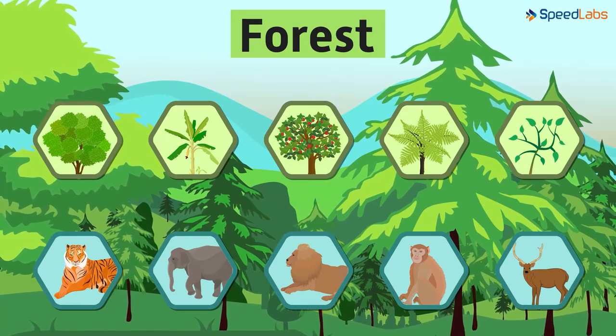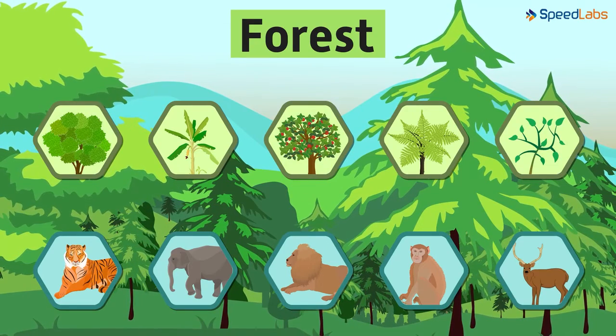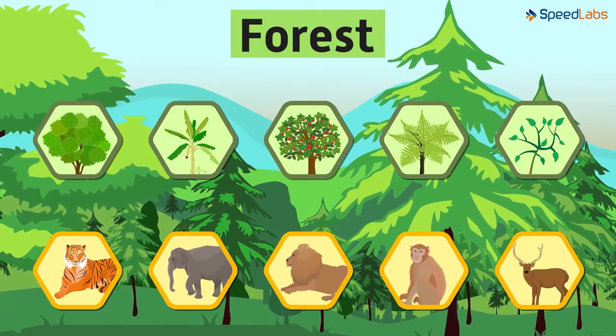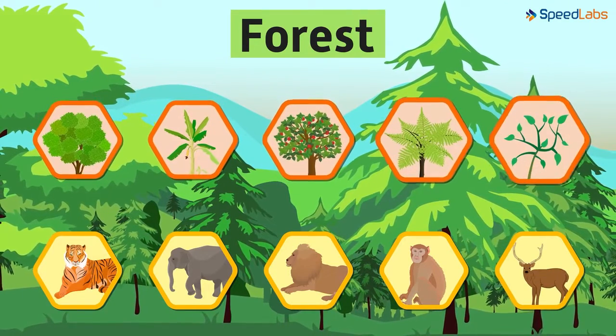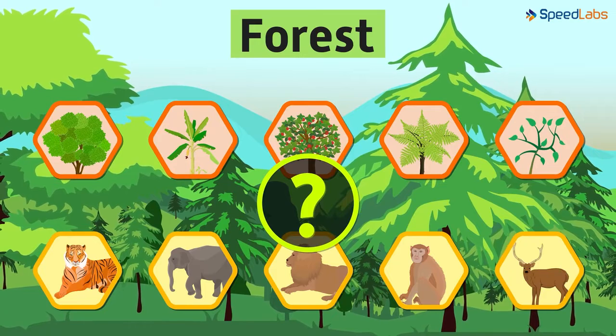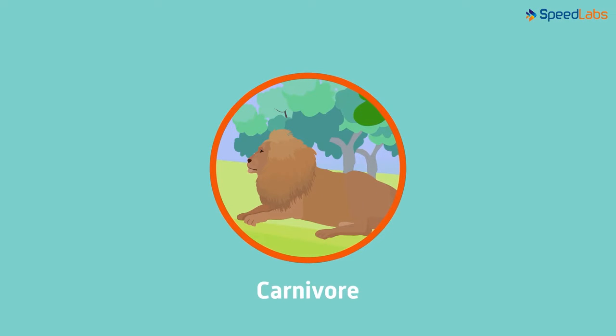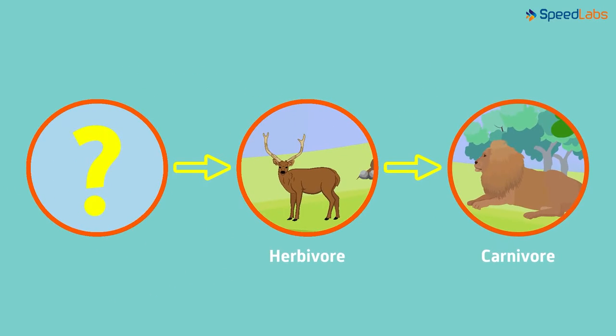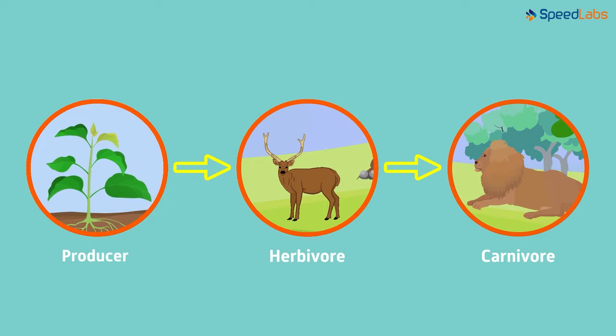The most important reason to study forests is because they harbor numerous lives and also play an extremely important role in the ecosystem. And how does that happen? Let's find out. We know that a carnivore like a lion eats a herbivore like a deer. And what does the deer eat? It eats the leaves of trees and grass.